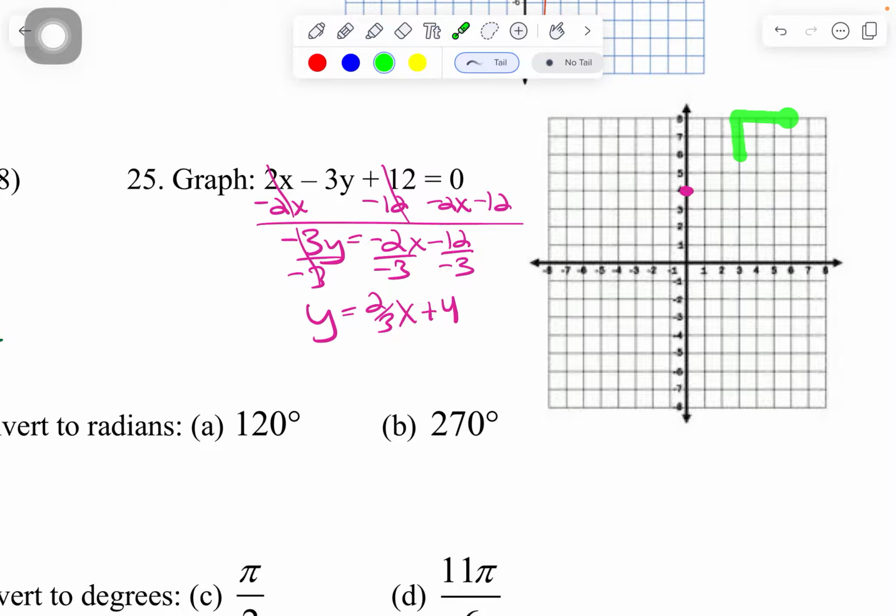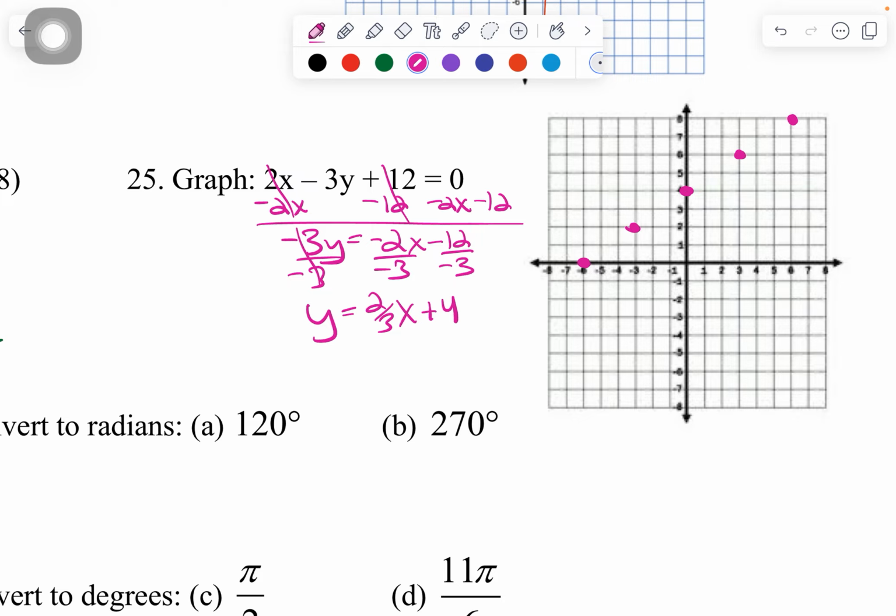Then up 2, to the right 3. And so I'm going to do that a few times. Up 2, 1, 2, 3. Up 2, 1, 2, 3. And then instead of going up and to the right, I can go down 2 and then left 3 to find more points on my line. So down 2, left 3, down 2. I've run out of graph there.